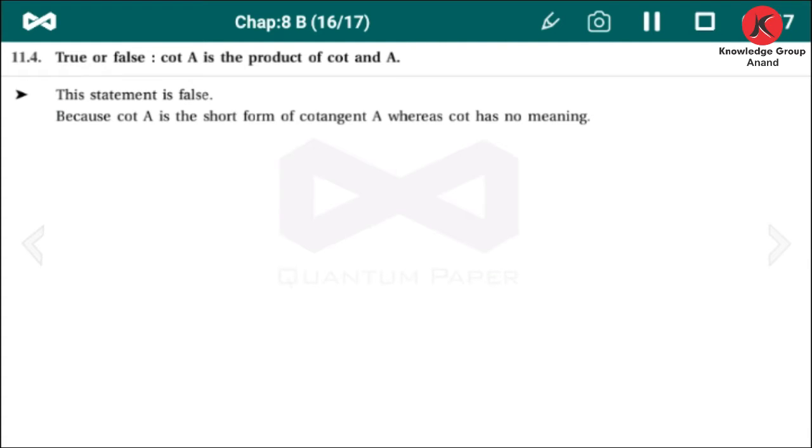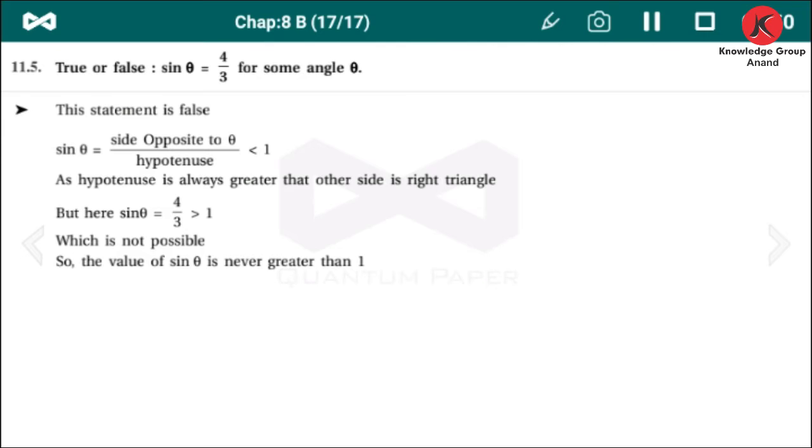And number 5, sin theta is equal to 4 by 3 for some angle theta. It is false because 4 by 3 is greater than 1, that is 1 and 1 upon 3. We know that sin theta and cos theta are always less than 1. Therefore, it is a false statement.